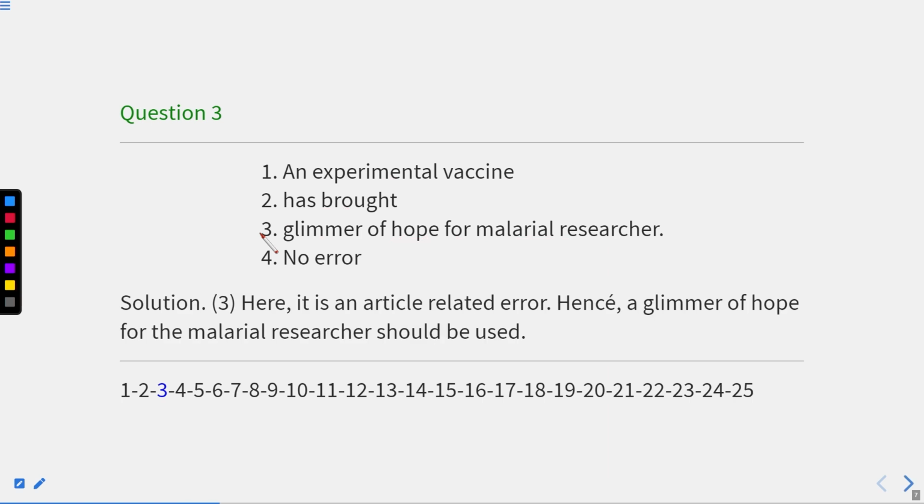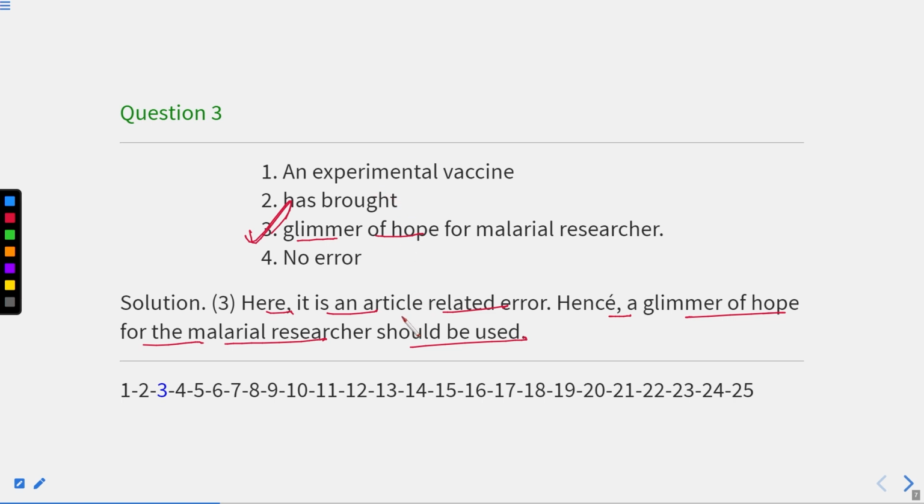So here the correct answer is third. This third part contains the error. Why so? Here it is an article related error. Hence, a glimmer of hope for malaria researchers should be used. Okay, because here we are talking about a little hope that has arisen, and this is a glimmer of hope. This will be the correct phrase to be used over here. So the correct sentence will be, an experimental vaccine has brought a glimmer of hope for malarial researcher. It means there is some hope for malarial researcher. Okay, so there is some hope for them. So a glimmer of hope will be the correct phrase.